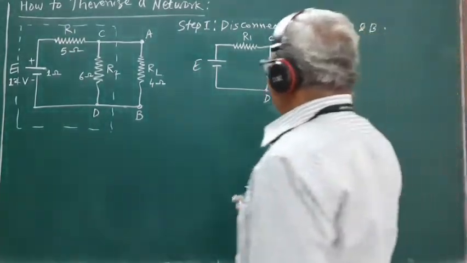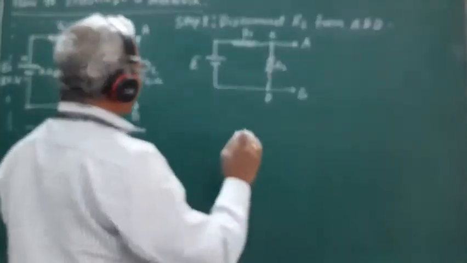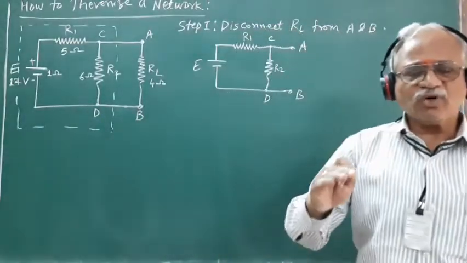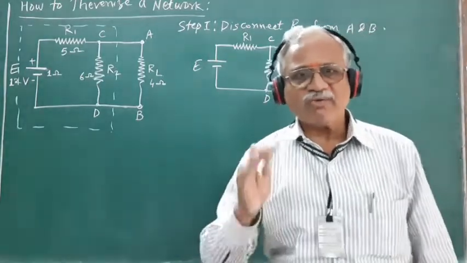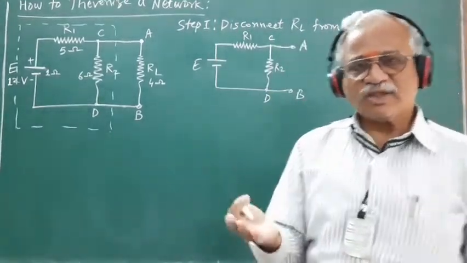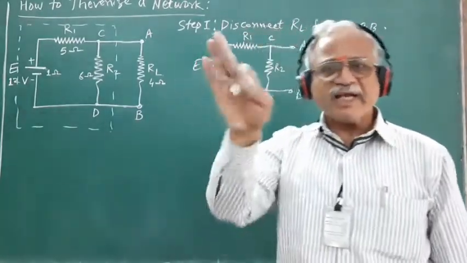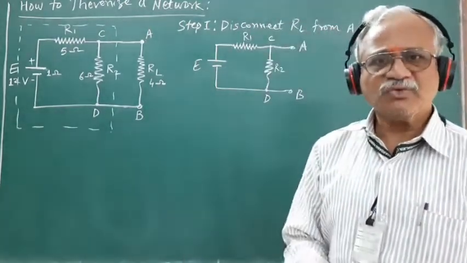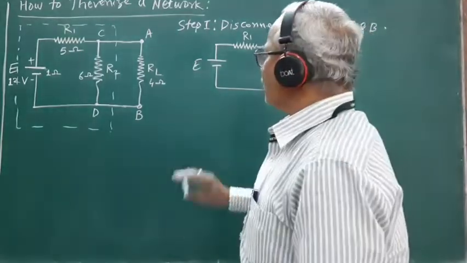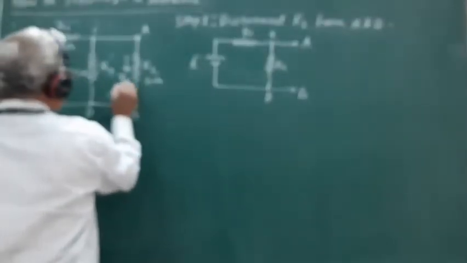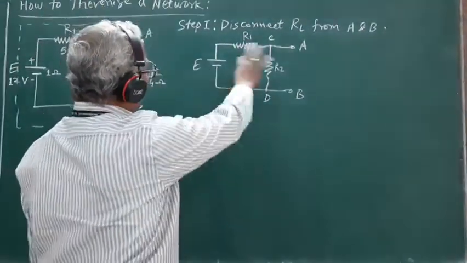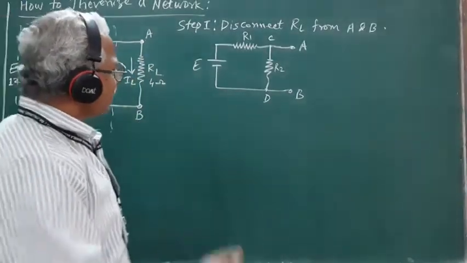Now, in the second step, we want to obtain the values. In order to obtain the Thevenin equivalent circuit, we have to first obtain the value of VTH, and then the value of RTH, and then we can draw the Thevenin equivalent circuit, and by reconnecting the load resistance across the series combination of VTH and RTH, we can find out the current flowing through this load resistance. Here, let us consider that we are interested to find out the current IL flowing through this load resistance RL. So, this is the first step in Thevenizing the given network.